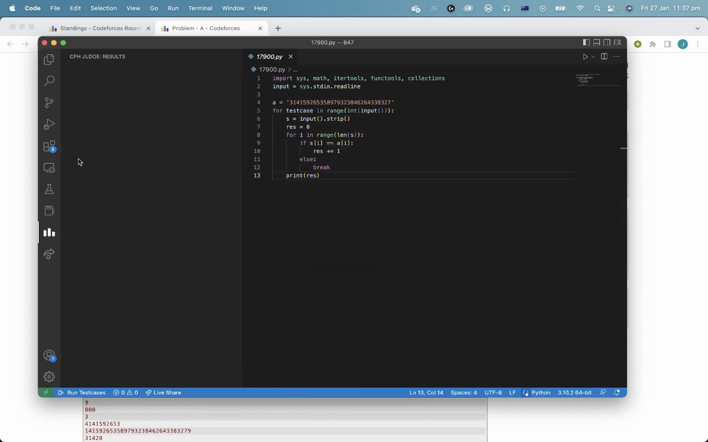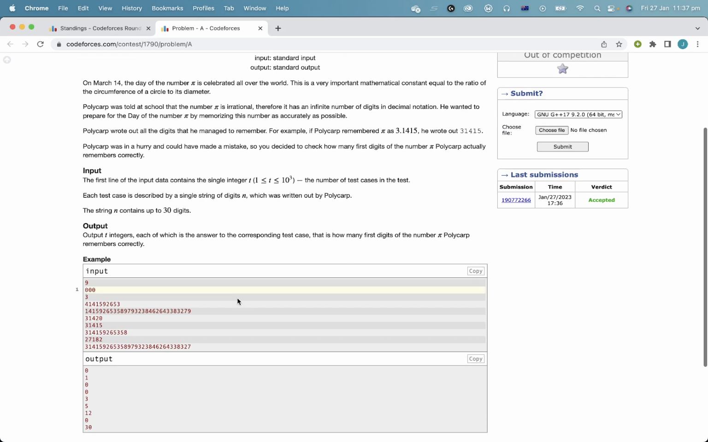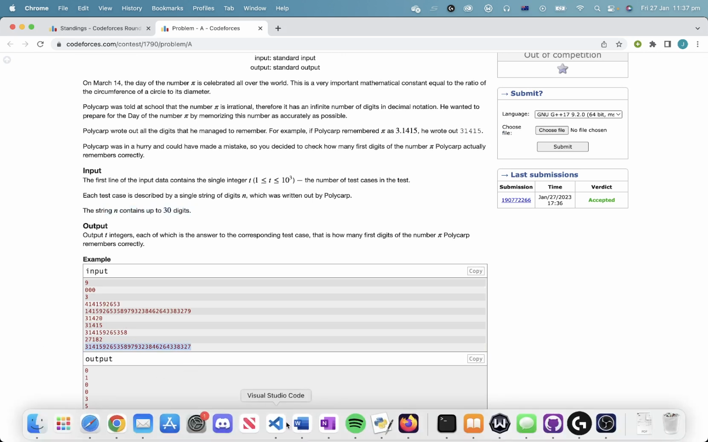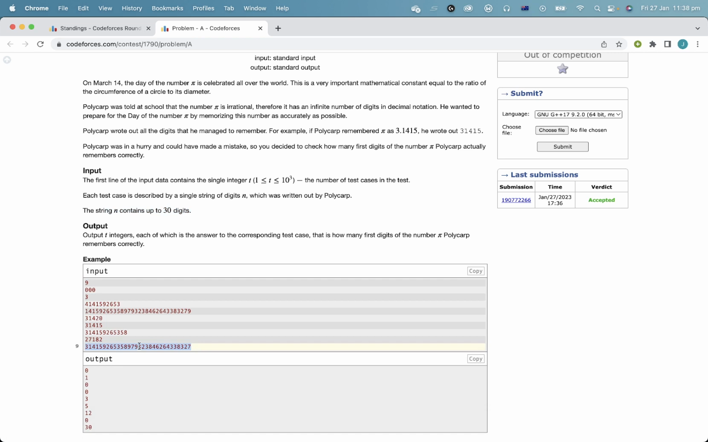It's just simulate exactly what the problem statement said. So luckily, because one of these strings has a length of 30, and we only need to know the first 30 digits, we can just use this string. And all it's asking is, what is the length of the longest common prefix between the given string and this string of length 30?